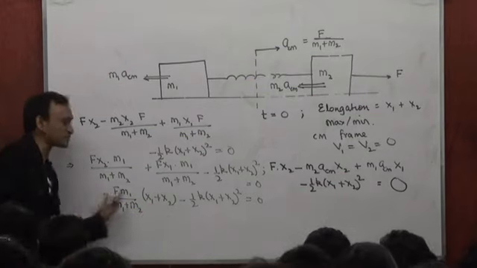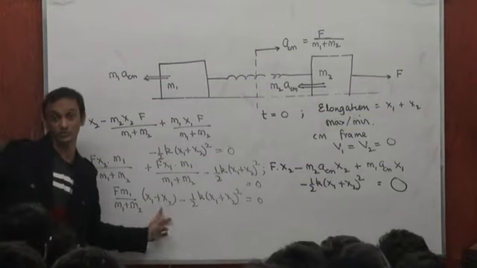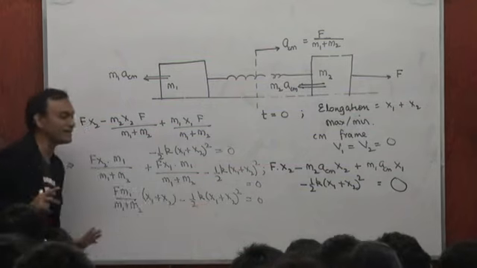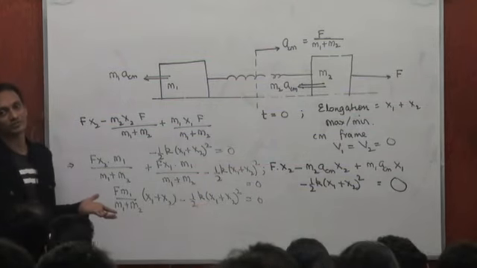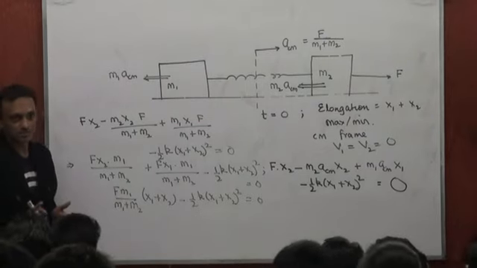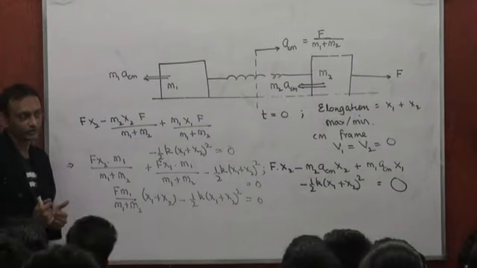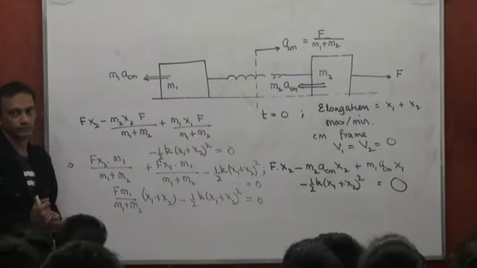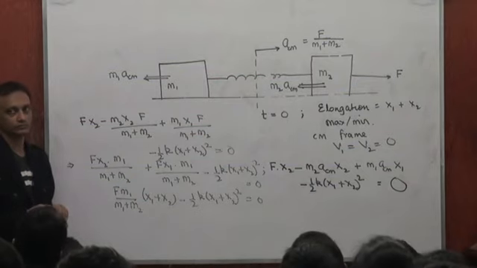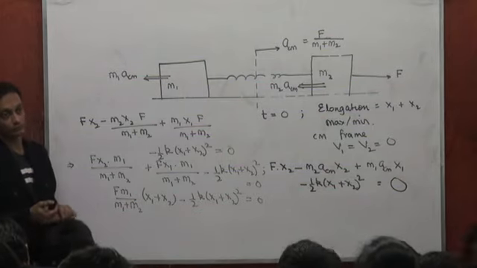So if I take x1 plus x2 common from this, I'll get two values of x1 plus x2. One is x1 plus x2 equal to 0. The other one is x1 plus x2 equal to 2 times this divided by k. These are the two values of x1 plus x2, one giving me a maximum and the other one giving me a minimum. Make sense?